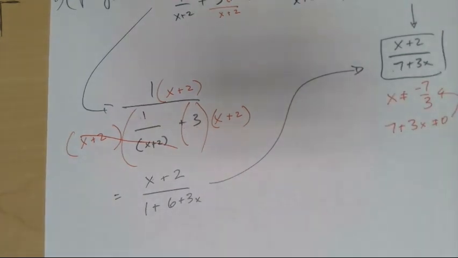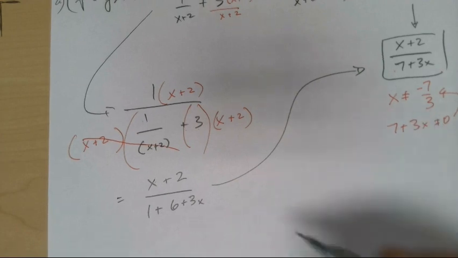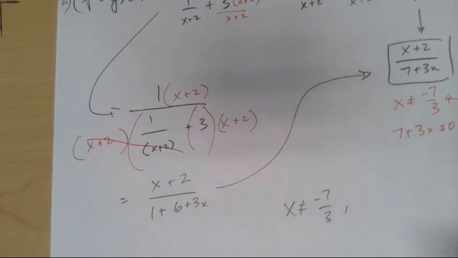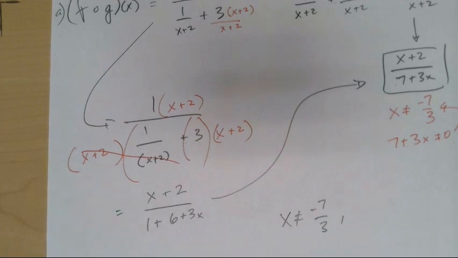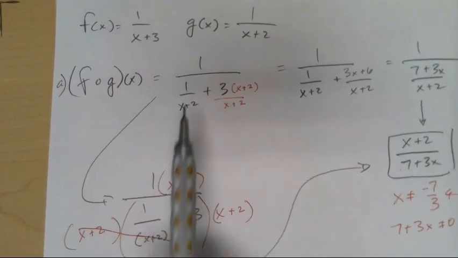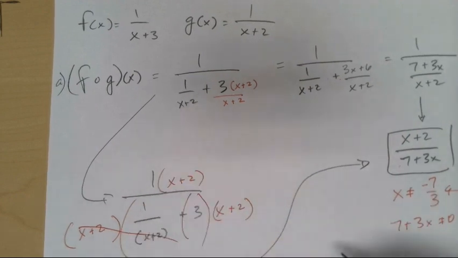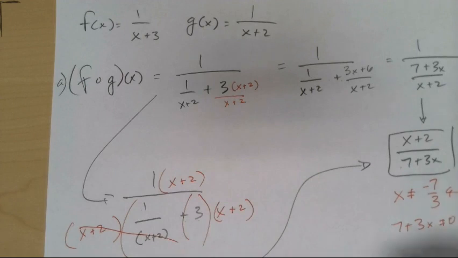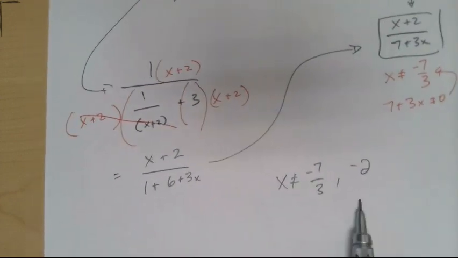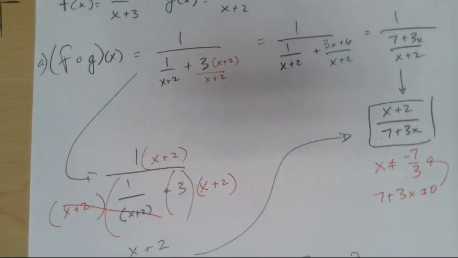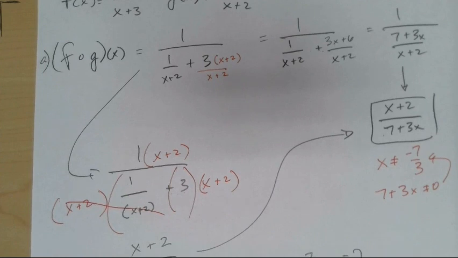Okay? Now, if I'm not really careful, I'll think that, hey, this is now my domain. X cannot equal negative 7/3. But remember, when you find the domain of compositions, find them up here before you simplify. Because you see, you might see something here. There's another denominator. I can't have a negative 2 there because negative 2 plus 2 is 0. So that gives me another restriction. And then this whole denominator, when I simplify it, gives me the 7 plus 3x. That's where I get x can't equal negative 7/3.